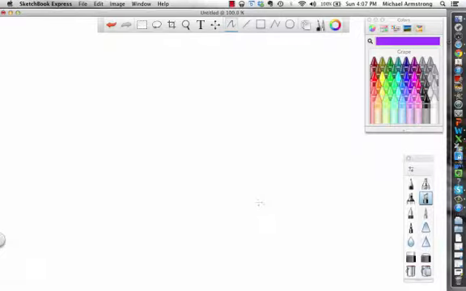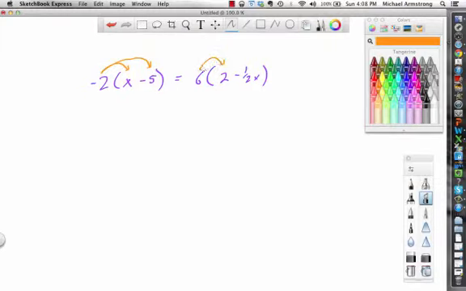Sometimes we have to use the distributive property. So example number 2: negative 2 times the quantity x minus 5 equals 6 times the quantity 2 minus 1/2 x. Here I have the distributive property happening twice. Negative 2 is multiplied by everything in the parenthesis, and over here, 6 is multiplied by everything inside this parenthesis.